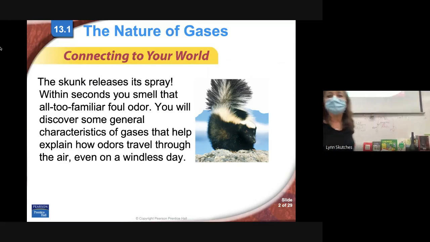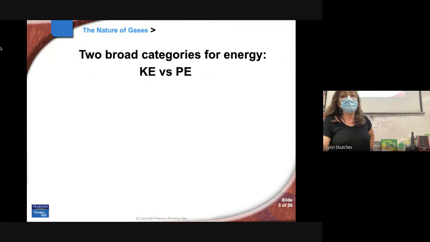All right. So it travels, right? The odor from the skunk travels because the gas that's in the atmosphere is moving really fast, even when there's no wind. It doesn't have to be windy. There are 2 categories of energy, KE and PE. Any guesses? That's on your paper.